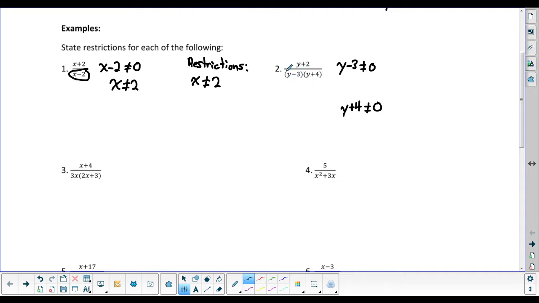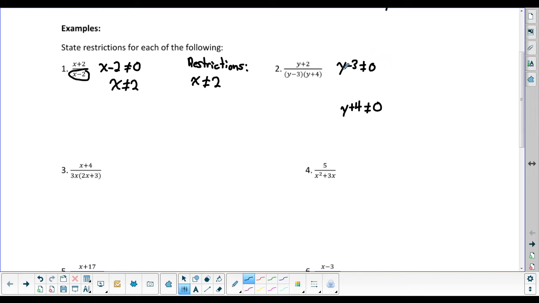If the left bracket is 0, then it doesn't matter what the right bracket is. The whole denominator is going to be 0, because it's 0 times a number, which is 0. So we have to restrict for the left bracket being 0, and we have to restrict for the right bracket being 0 by the same argument. If the right bracket's 0, it doesn't matter what the left one is. Something times 0 is 0, and we can't divide by 0.